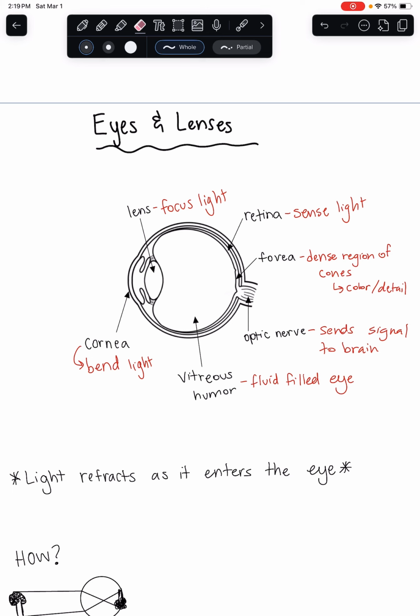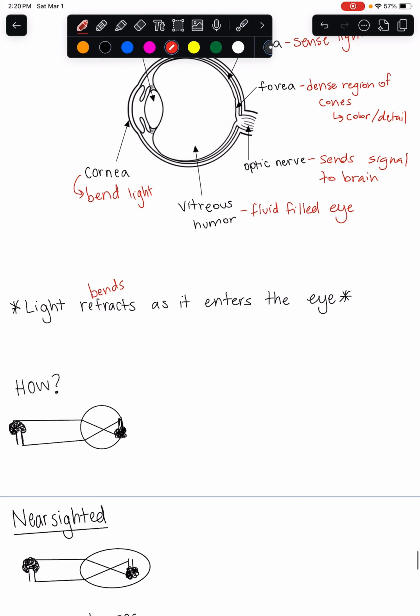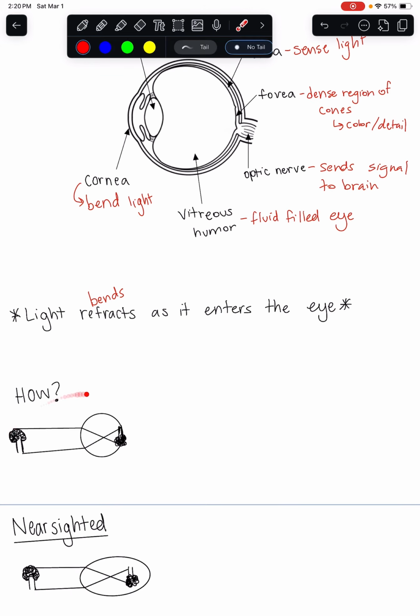All right, now we're going to get down here and talk about how we actually see things. The first key point to notice is that light refracts as it enters the eye. This is a word we're going to talk about a lot more, but it basically means bend. So light bends as it enters our eye, and because it bends, that's what causes us to be able to see images. And I have an image down here that you can see how it works.